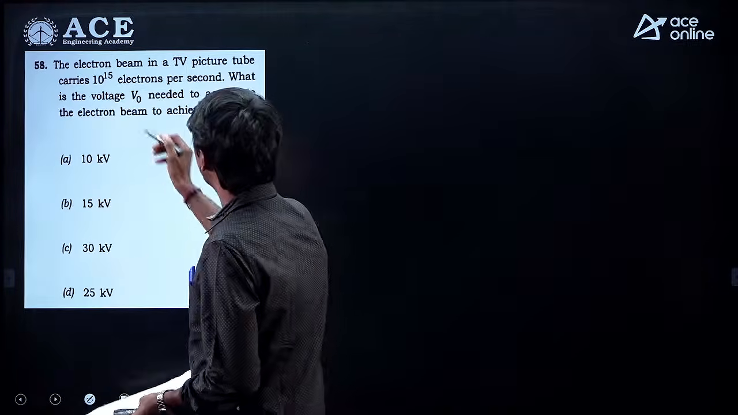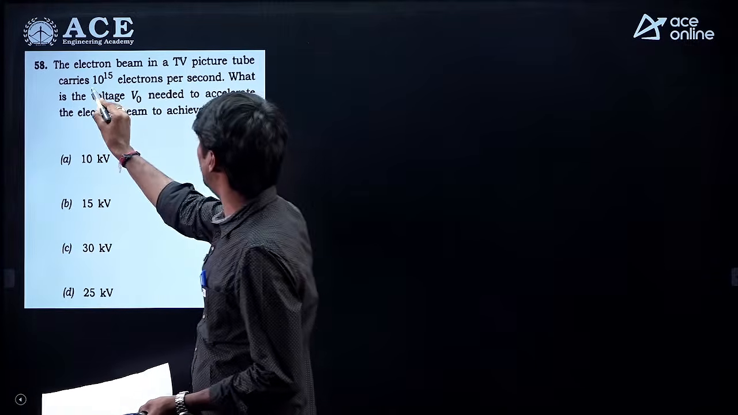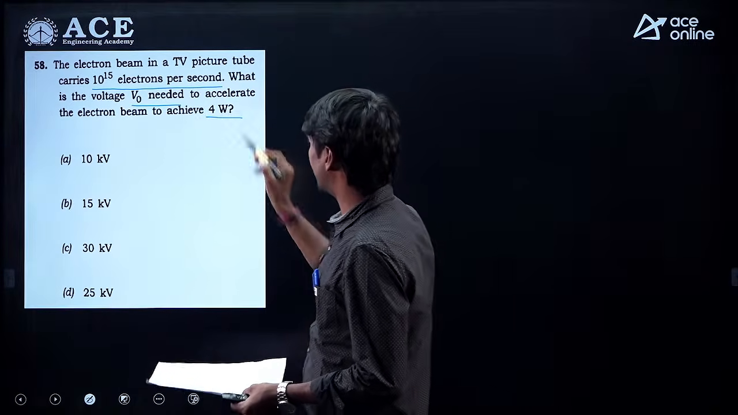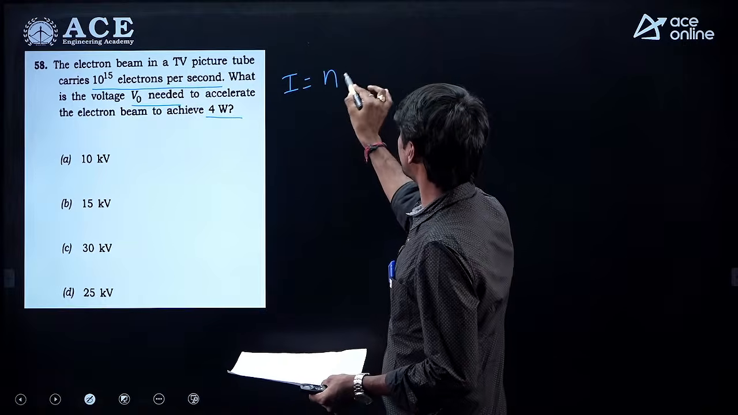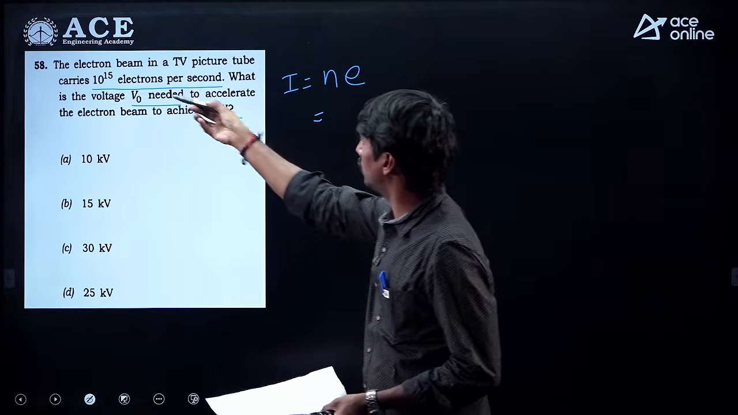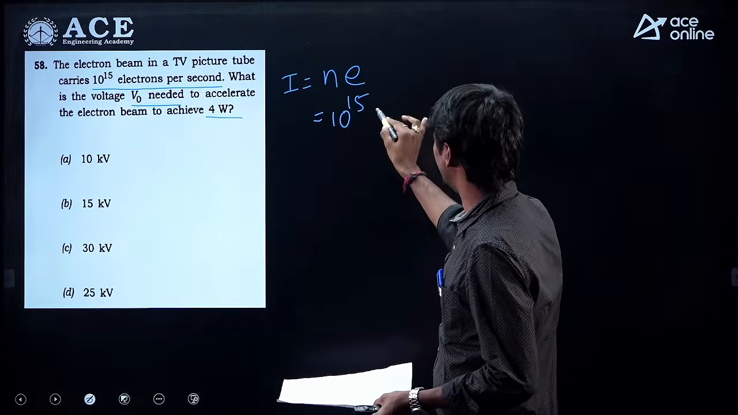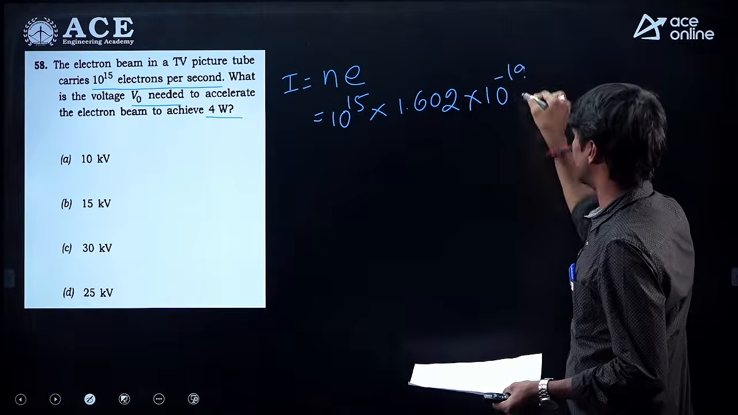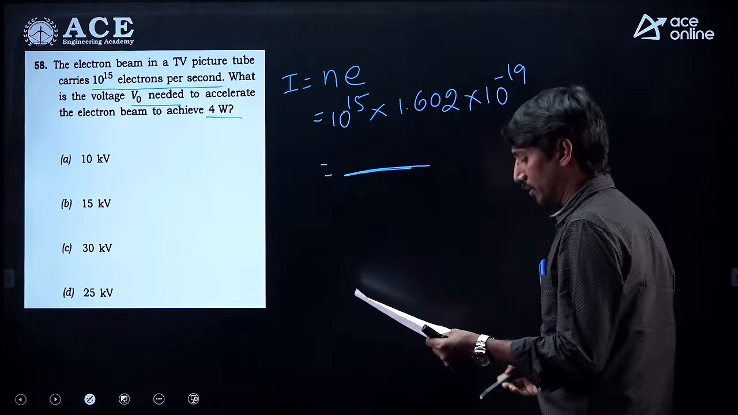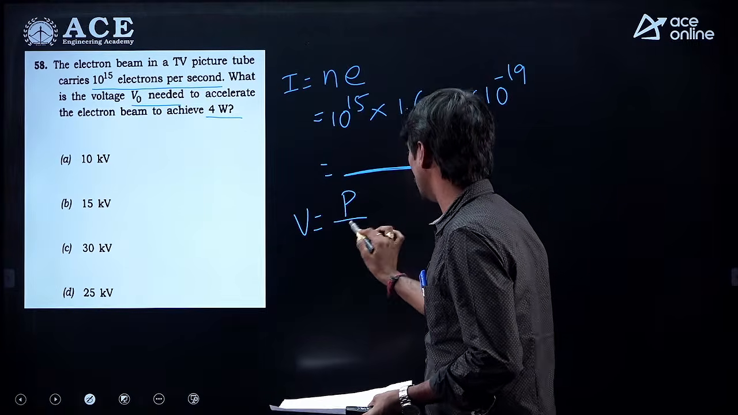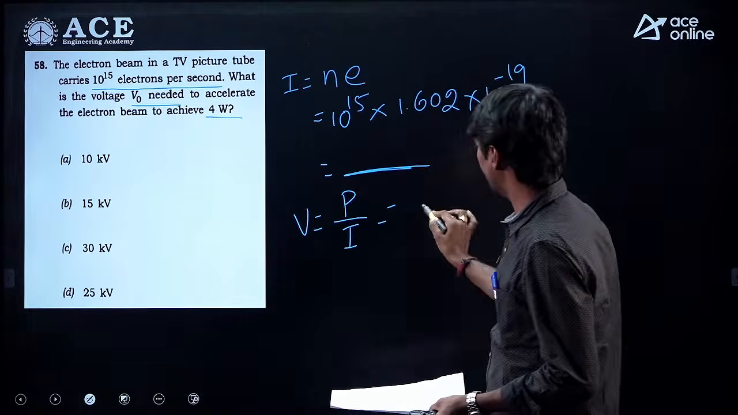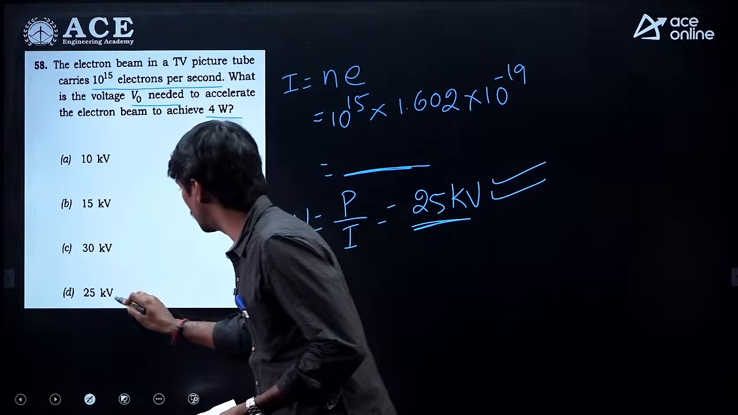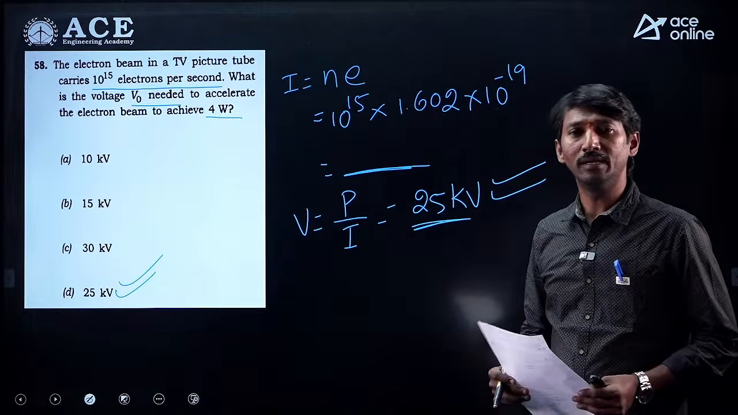Next, the last question here is, the electron beam in a TV picture tube is 10 power 15 electrons per second. What is the voltage V0 needed to have the corresponding power? What is the current formula? N into E. What is the N value? 10 power 15 electrons are given, into electron charge 1.602 into 10 power minus 19. You will get the corresponding current value. After that, voltage is equal to P by I. Power is given, current is known. If you simplify this, you are going to get the value as 25 kilovolt. So the answer is this. So these are the questions from the measurement subject.